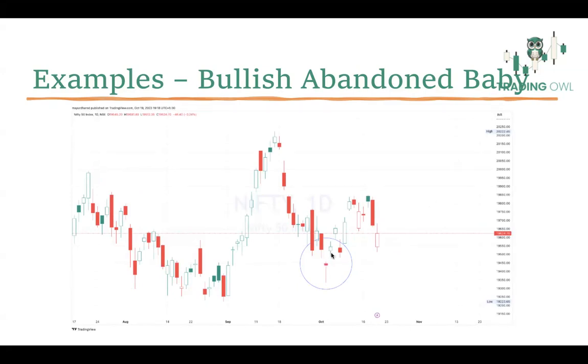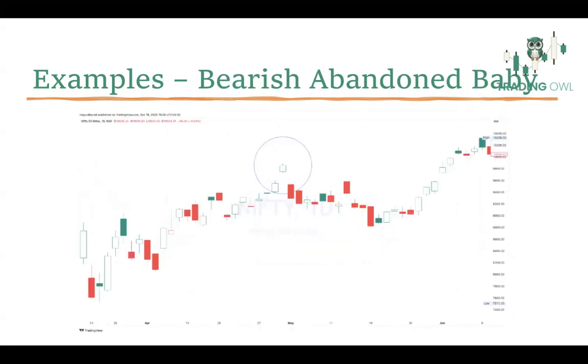And a confirmation of that came when there was a gap up opening subsequently after that, and the rally is continuing. This is an example of the bearish abandoned baby again in Nifty, where the index was rallying. There was a gap up opening, and the subsequent day there was a gap down opening. This candle has been abandoned with gaps on either side.